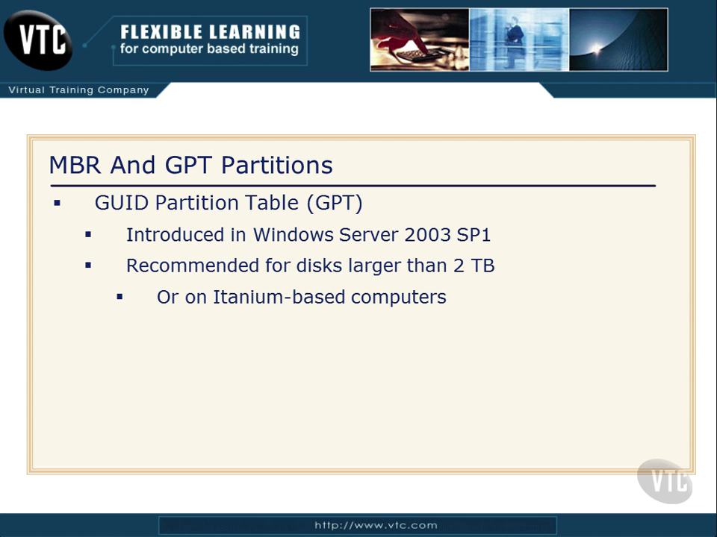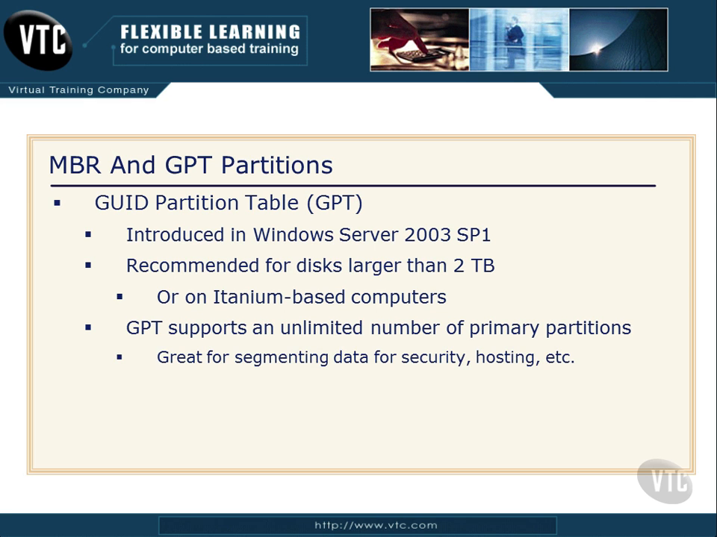You can also use Itanium-based computers as a flag. You want to use GPT on Itanium-based computers or computers with disks larger than 2 terabytes. Now, GPT supports an unlimited number of primary partitions. Hang on to that, because if you remember, with MBR you had 3 primaries and an extended, and that can be a limiting issue sometimes. GPT gives you an unlimited number of primary partitions.